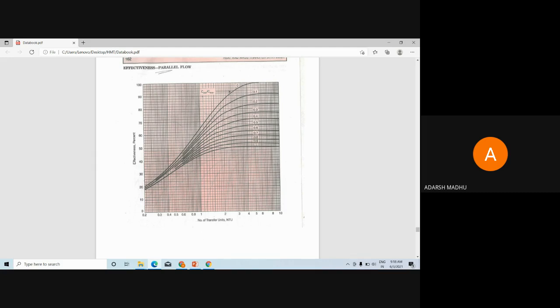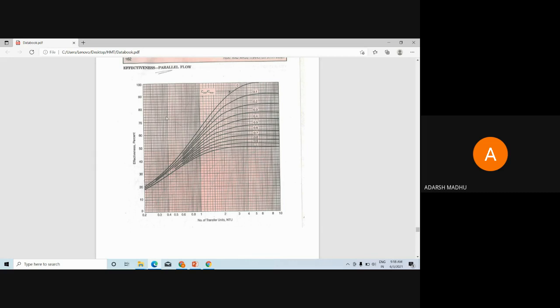So effectiveness is already calculated, 0.75, right? The R value we can calculate as C minimum by C max. C minimum is CH and C max is CC. So we can find the value of R, and by taking the effectiveness value 0.75 on the particular curve.